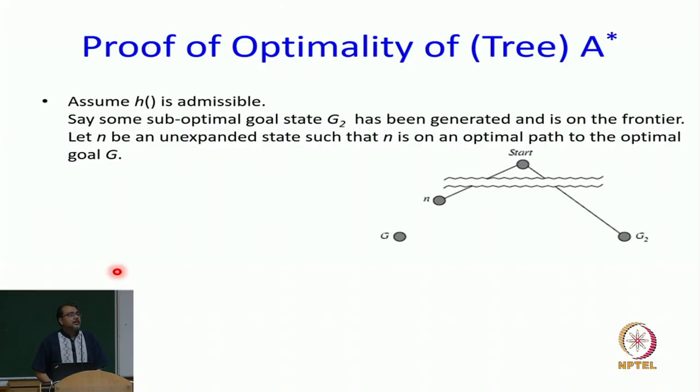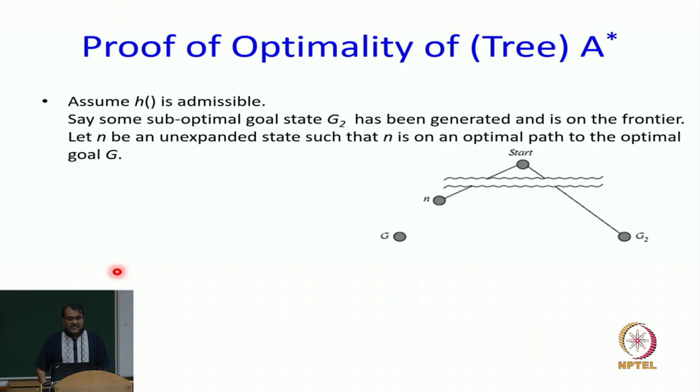So, the statement is that if my H is admissible, then whenever A star removes goal from the fringe, we would have found the optimal path. So, now for the next 10 minutes we are trying to just look at how to prove optimality for A star algorithm when the heuristic is admissible.